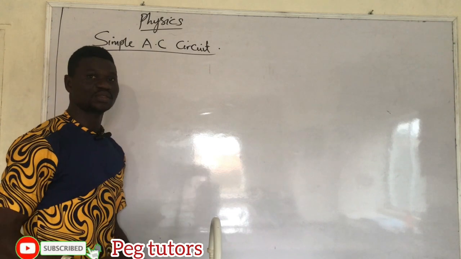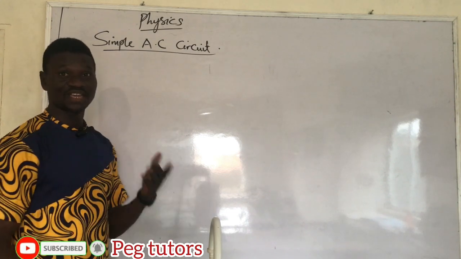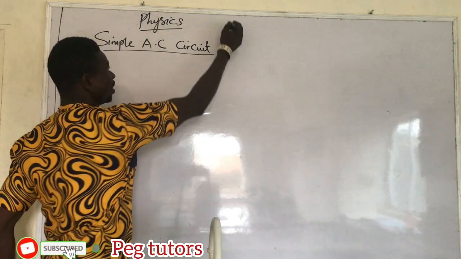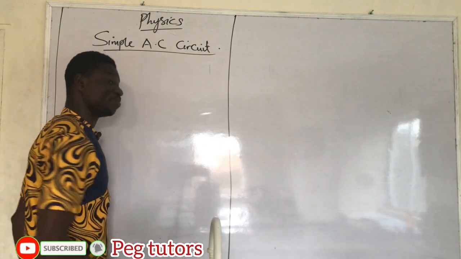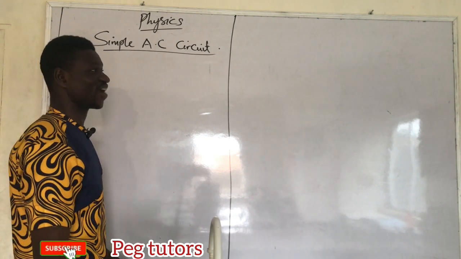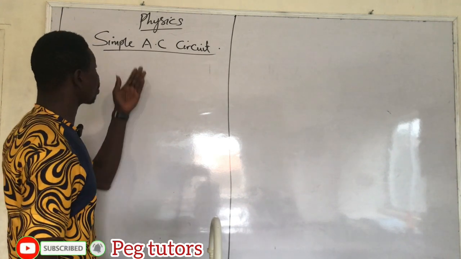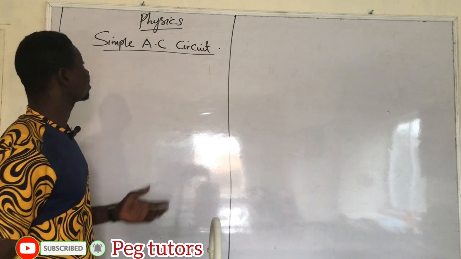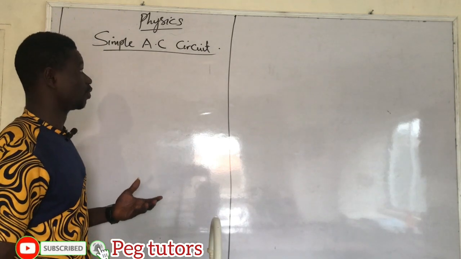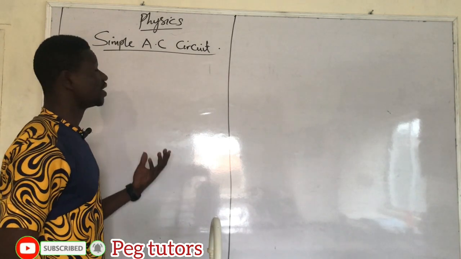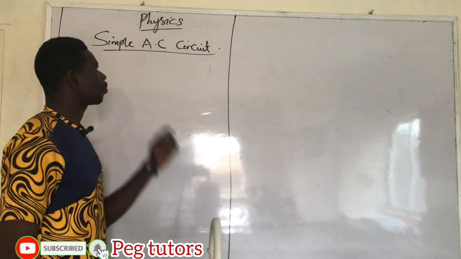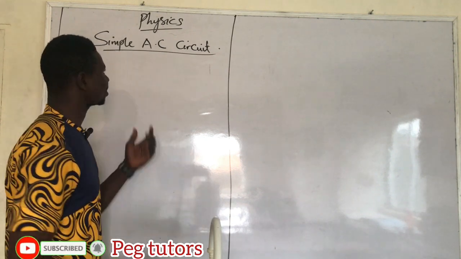Today, we are going to be talking about a topic in physics, which is simple AC circuit. This has been a major problem to students during calculations. So they find it difficult most times to do some simple calculations under simple AC circuit. I'm going to try my best as much as possible to break the simple AC circuit down just a little bit. Now, let's start from the simple AC circuit.